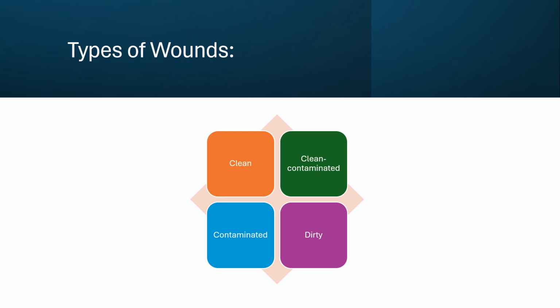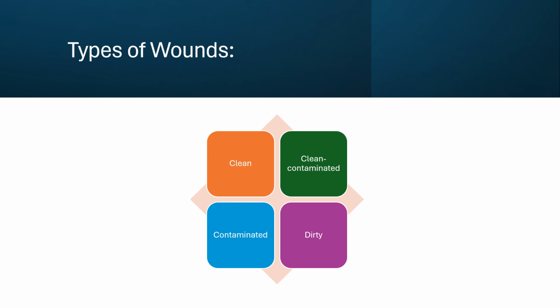Clean contaminated, this is the respiratory or genitourinary tract that was entered but no specific spillage, like feces for example, has entered into the site. There is no established infection, although there may be a minor break in aseptic technique. An example of this type of surgery would include cholecystectomy with an open lumen.